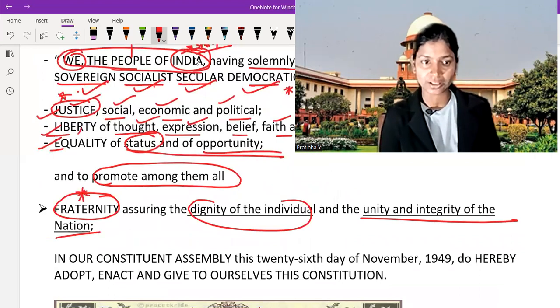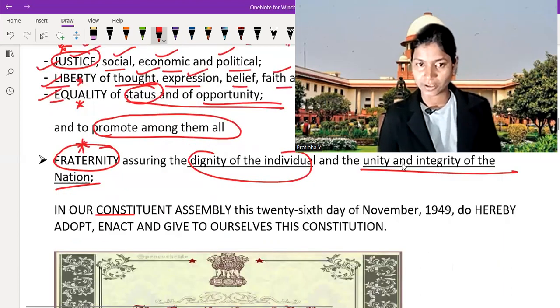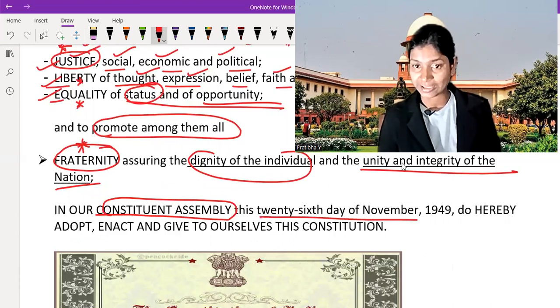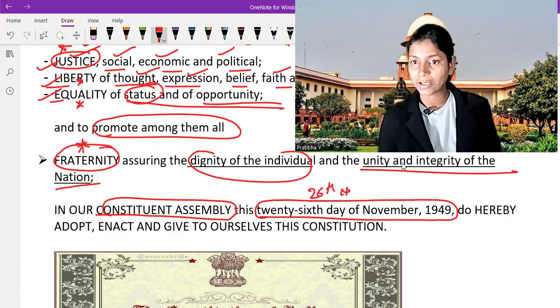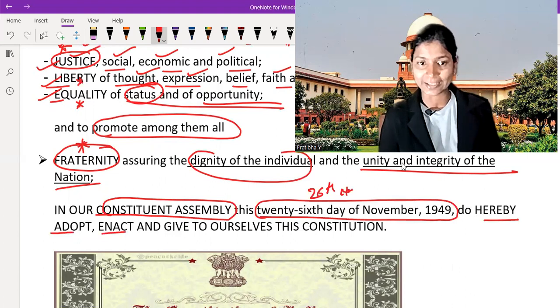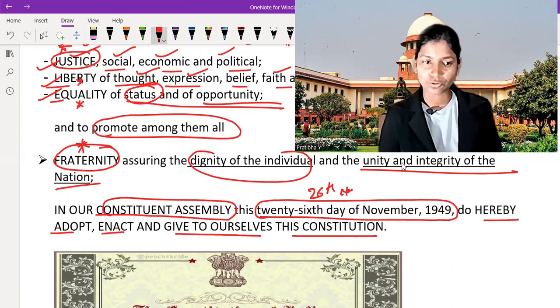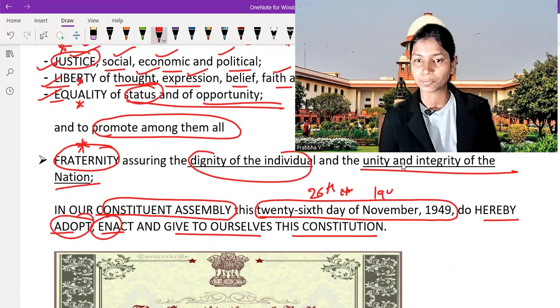Justice is a keyword. Liberty is a keyword. Equality is a keyword. So justice, liberty, equality, fraternity, as well as sovereign, socialist, secular, democratic, and republic. These are the keywords. And the last one is, in our Constituent Assembly, this 26th day of November 1949, it is written in our preamble. On the 26th of November 1949, do hereby adopt, enact, and give to ourselves this Constitution. So this Constitution was adopted and enacted on 26th of November 1949 and given to the people of India.